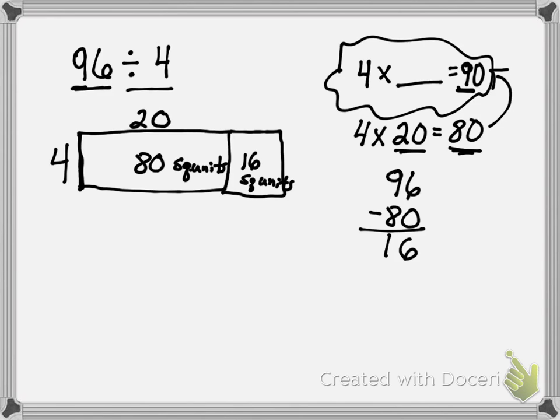And we need to think of 4 times what gives us 16. It's 4 times 4 is 16. So we need to take this number and add them together, and we get an answer of 24.